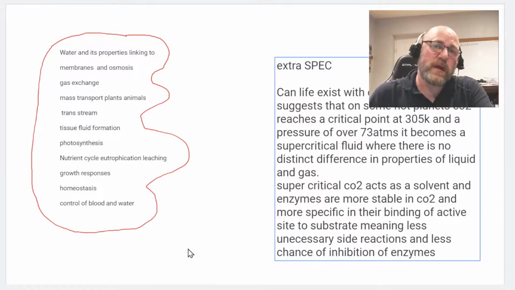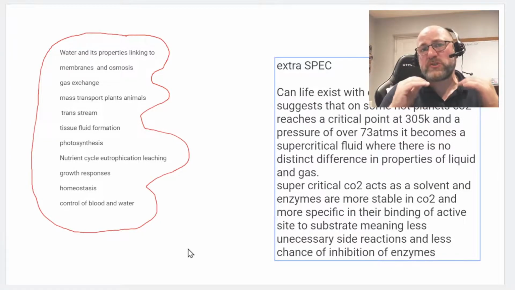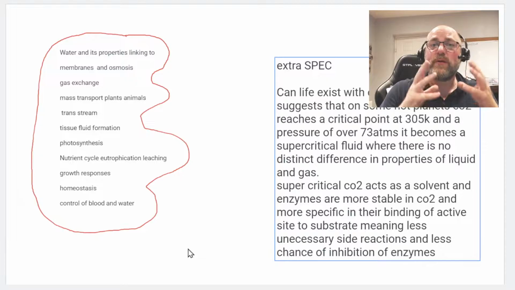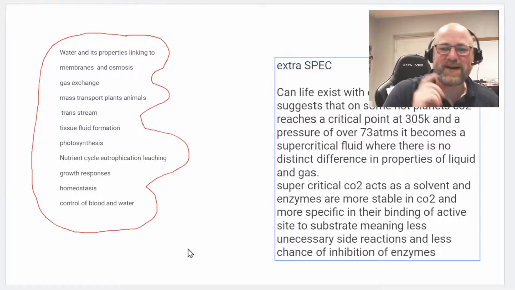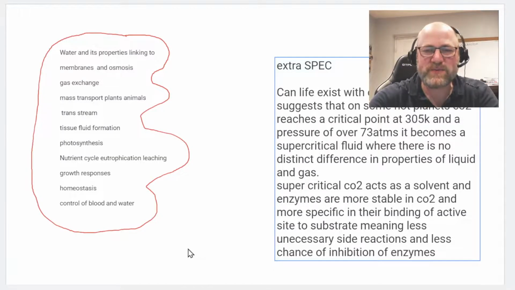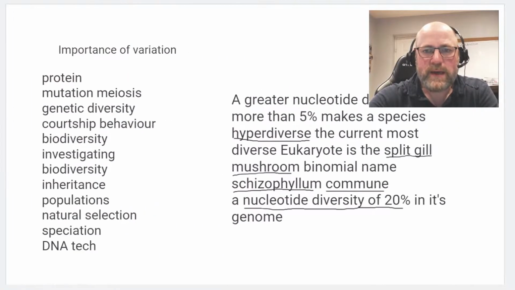When carbon dioxide enters a supercritical phase, apparently it's a more stable fluid than water for enzymes to exist in. Their active site is more stable in a fluid of carbon dioxide, and their binding site is more specific, so there is less chance of inhibition and unnecessary side reactions. Just for a little extra bit there.